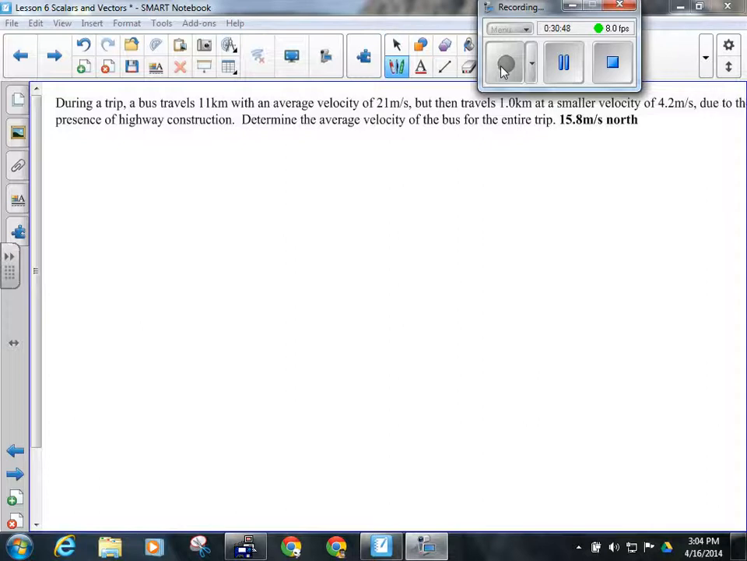Okay, so number 4 is a 2-part question. In the first part, it travels 11 kilometers at 21 meters per second. In the second part, it goes 1 kilometer at 4.2 meters per second. It wants us to find the average velocity for the whole trip. Now here's what we have to remember. Average velocity, I need the total distance, or sorry, it should say speed, but we'll say total distance over total time. Okay, so I need the totals here.